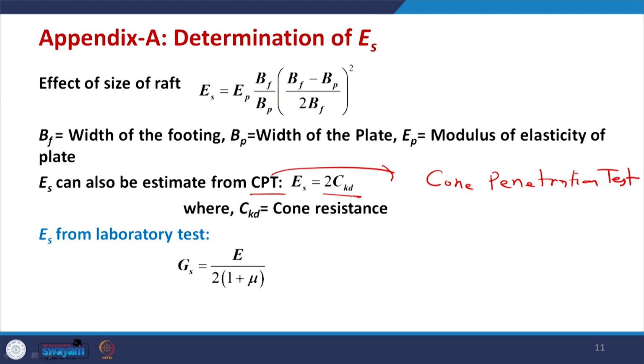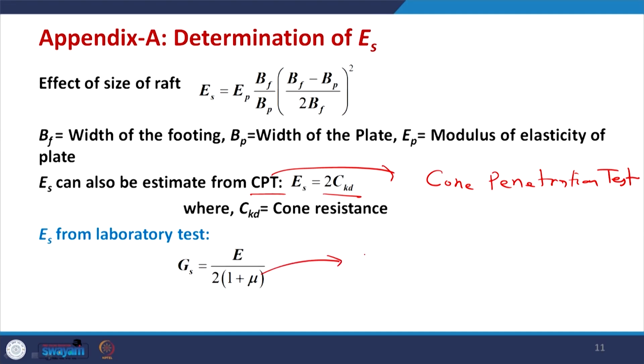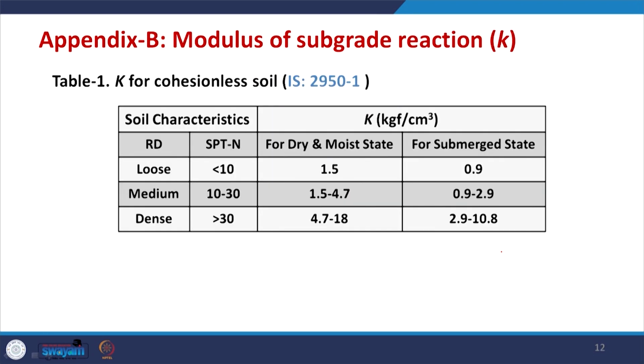If you do have laboratory test data, for example cyclic triaxial or resonant column, which can give you the Young's modulus of the soil directly, then this can be found. Otherwise, if you know the shear modulus, then you can use the relation where mu is the Poisson's ratio. So this was how to determine the Young's modulus Es. Continue with that.